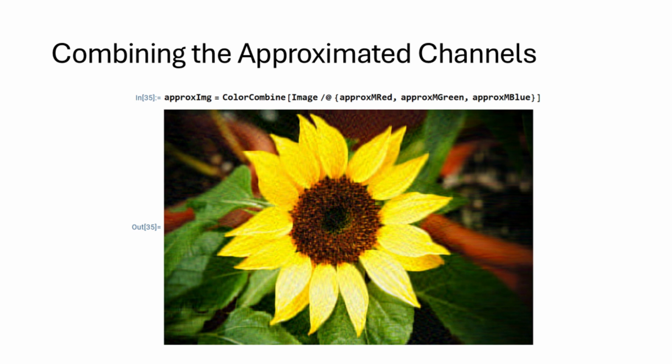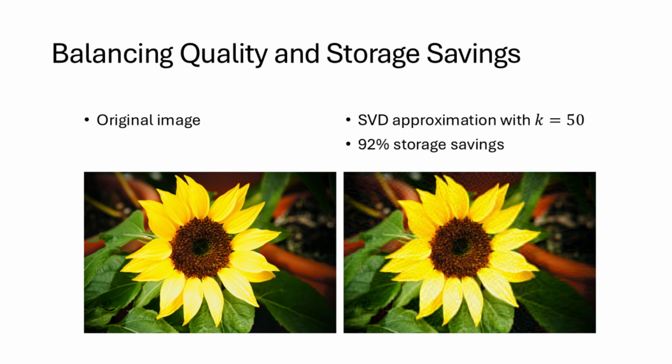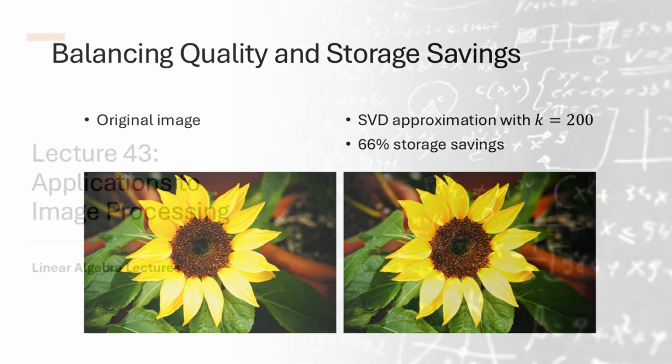So this is similar to the image that we got before with k equals 50, which is blurry, but still highly compressed. And just like before, we can increase the value of k to improve the quality of the compressed image. So here again are side by side with k equals 50, k equals 100, and k equals 200. And just like before, with k equals 200, we get about a 66% storage savings and an image that is pretty indistinguishable from the original image.